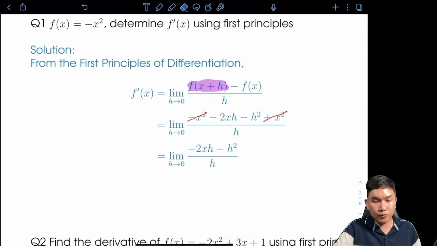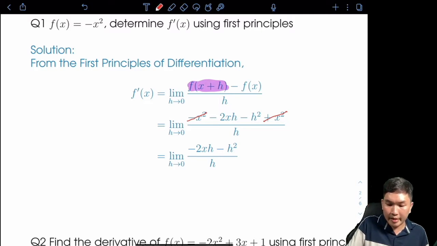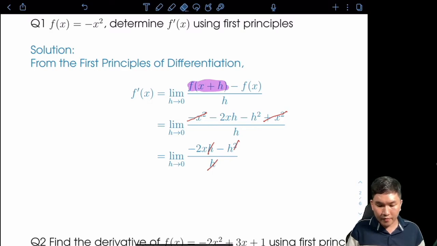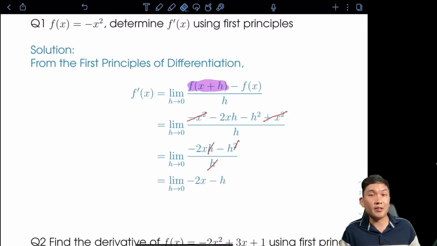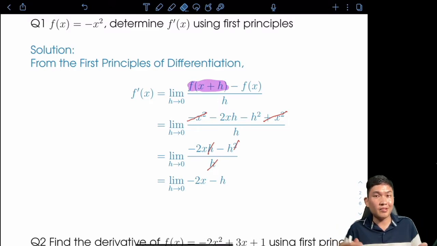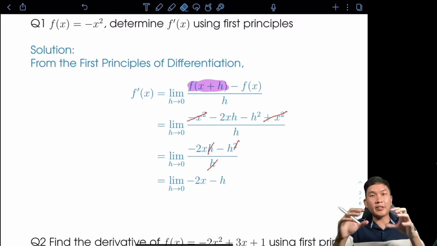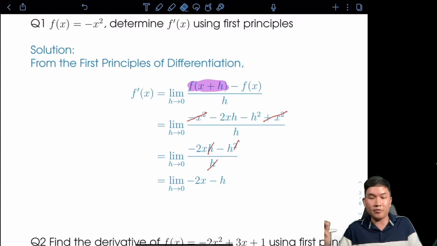Okay, and in the remaining terms, we have something really nice and convenient. That is, we can divide throughout the numerator and denominator by h. So divide by h, and then what I'm left with, I've got no more denominator, it's just this. Okay, and here's where we ask ourselves the question: what happens to this negative 2x, negative h, when h becomes smaller and smaller, like 0.00000001?